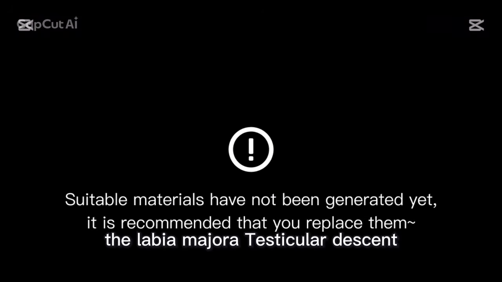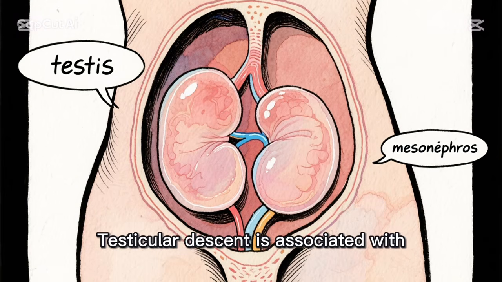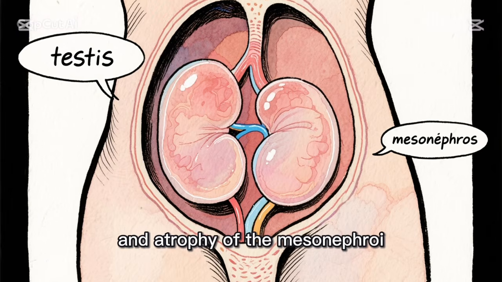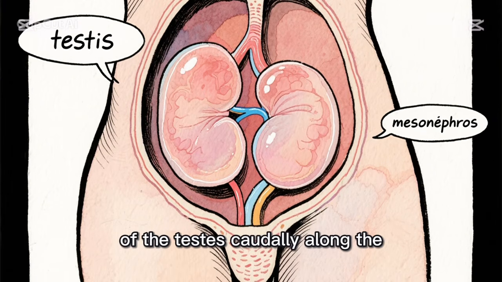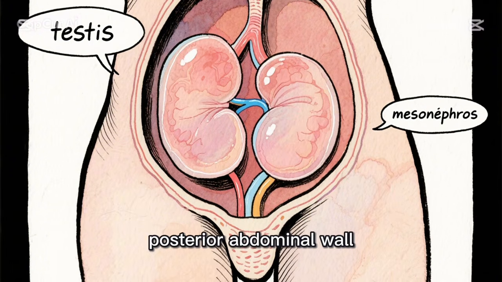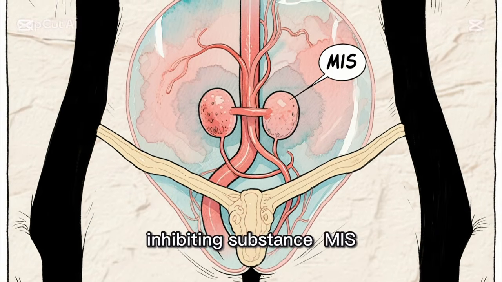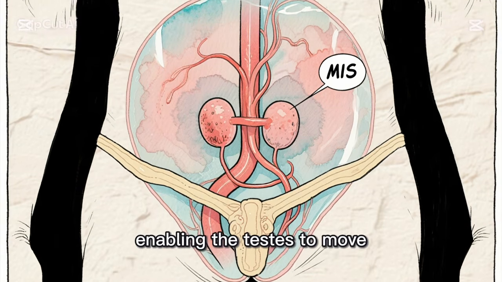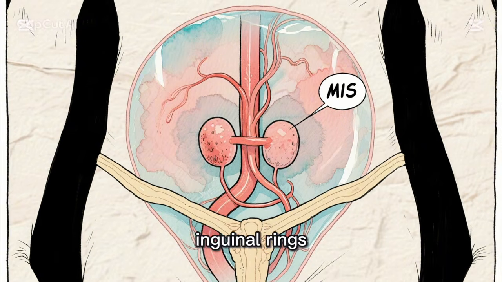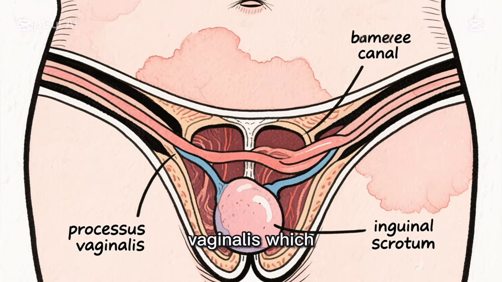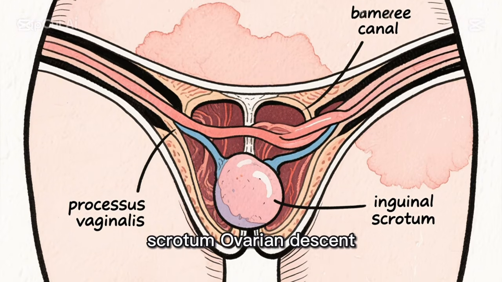Testicular descent. Testicular descent is associated with enlargement of the testes and atrophy of the mesonephros, which allows movement of the testes caudally along the posterior abdominal wall. Atrophy of the paramesonephric ducts, induced by the Mullerian inhibiting substance, MIS, enables the testes to move transabdominally to the deep inguinal rings. Enlargement of the processus vaginalis guides the testis through the inguinal canal into the scrotum.